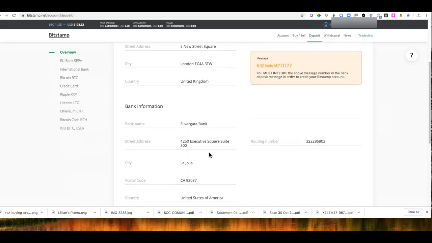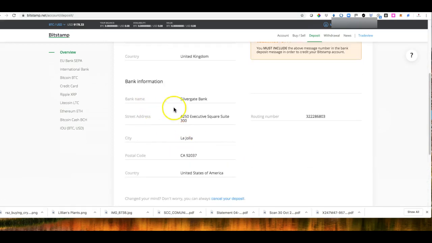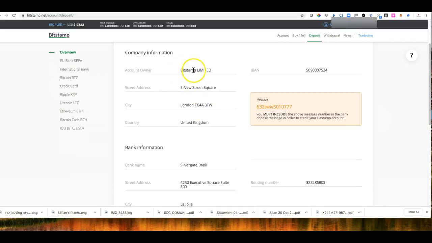They give you all the information you need: the country, the bank is in the US, and the account address, the company is registered in the UK. You can see the IBAN number, and the message you have to include. This is very important. You must include the above message number in the bank deposit message. So when you send your bank deposit from the US, because I selected that, you have to put this number in the deposit message in order to credit your Bitstamp account.